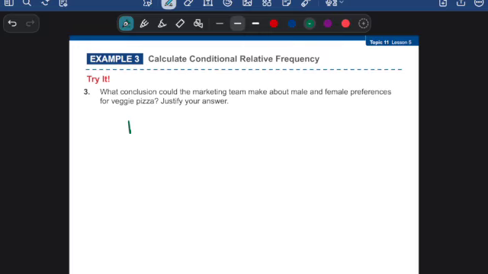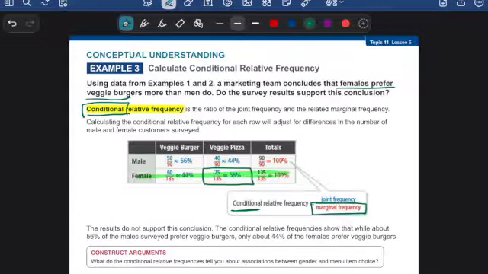Well, we can see that the females do prefer veggie pizza more than the males do. So we'll go back and look at the percentages. Now I'm looking at a row: out of everyone who wanted veggie pizza, 56% were female and 44% were male. So a higher percentage of females surveyed preferred the veggie pizza. This time our condition was out of the total of veggie pizzas surveyed.